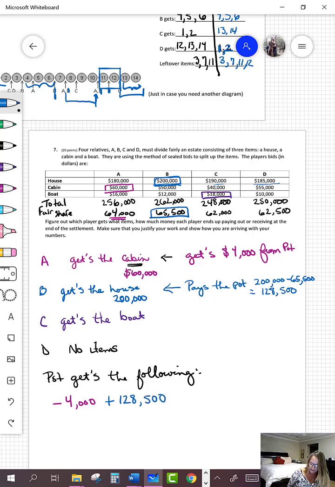Player C, they got the boat. The boat was worth $18,000 in their eyes. But that's not their fair share. Their fair share was $62,000. So let's figure out how much the pot has to give them to get up to their fair share. So 62,000 minus this 18,000 is going to equal, they get $44,000 from the pot. So minus 44,000.